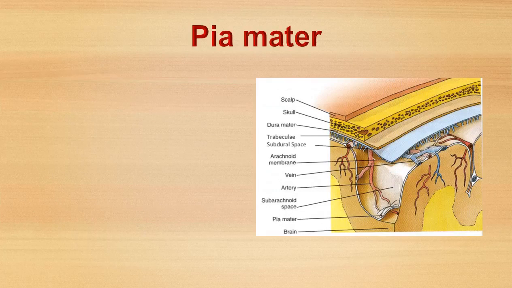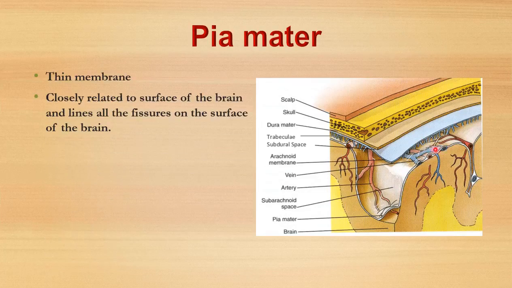So the next covering, the innermost covering, is the Pia Mater. The Pia Mater is again a thin avascular membrane closely related to the surface of the brain, and it also runs along all the gyri and sulci. Deeper into the sulci it covers, and blood vessels are present on the surface. Not only on the surface, deep to it also the blood vessels are present.